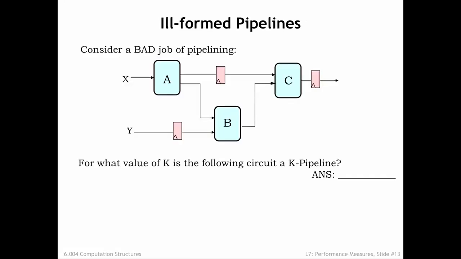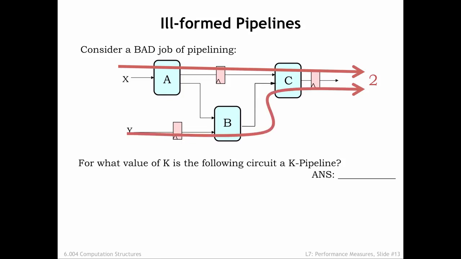Here's a failed attempt at pipelining a circuit. For what value of K is the circuit a K pipeline? Well, let's count the number of registers along each path from system inputs to system outputs. The top path through the A and C components has 2 registers, as does the bottom path through the B and C components. But the middle path through all 3 components has only 1 register. Oops! This is not a well-formed K pipeline.